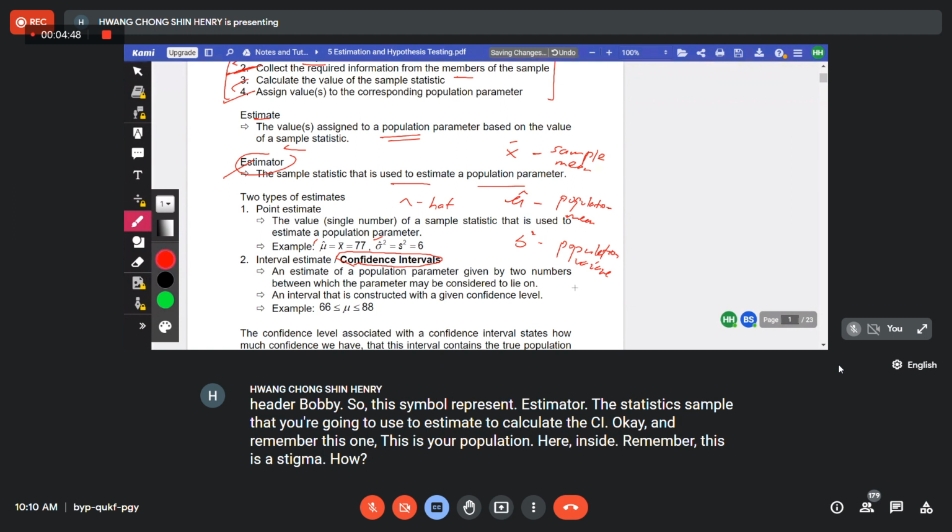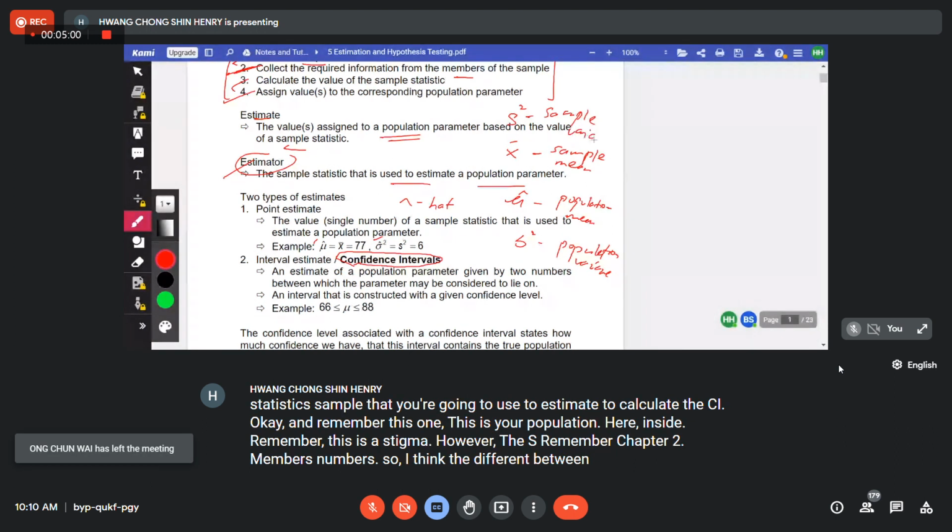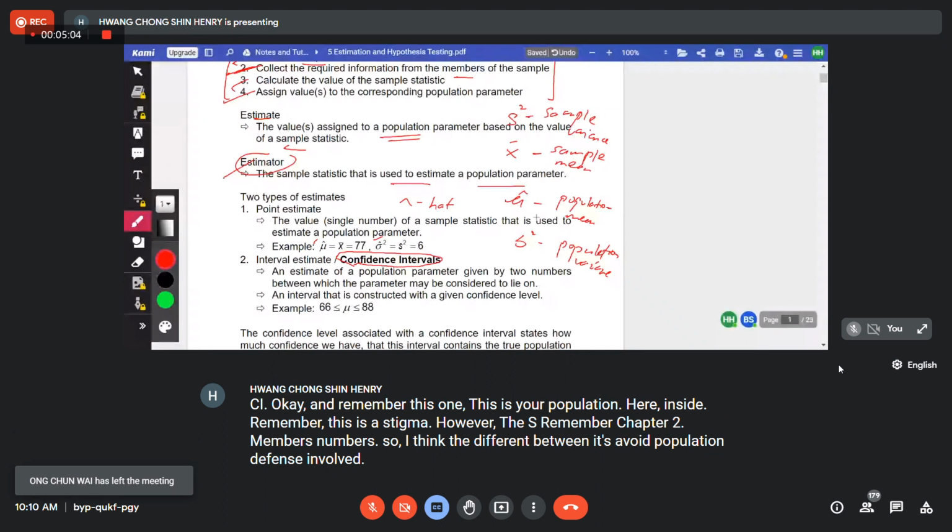How about sample variance? The S, remember? Chapter 2. Remember sample variance, S squared. So you see the difference between sample and population, different symbol. Formula also different, right? Chapter 2. Quiz, I remember. There is, right? Find the mean, find the standard deviation.